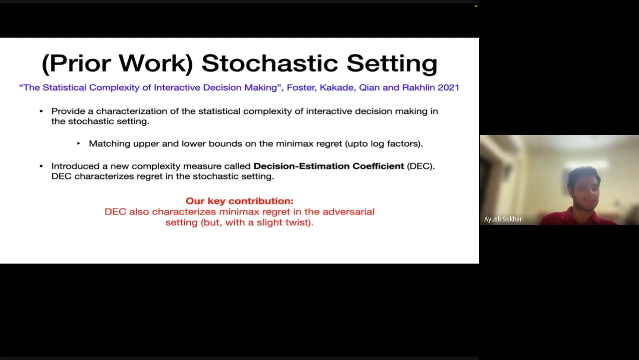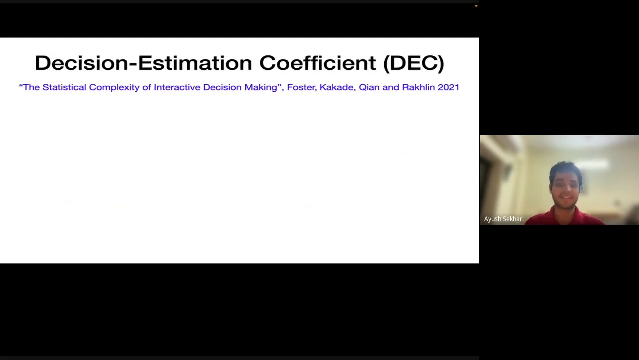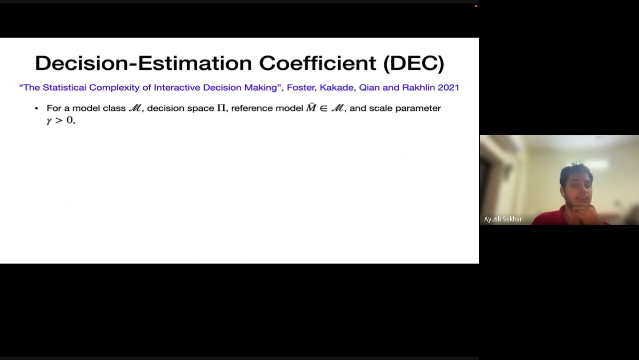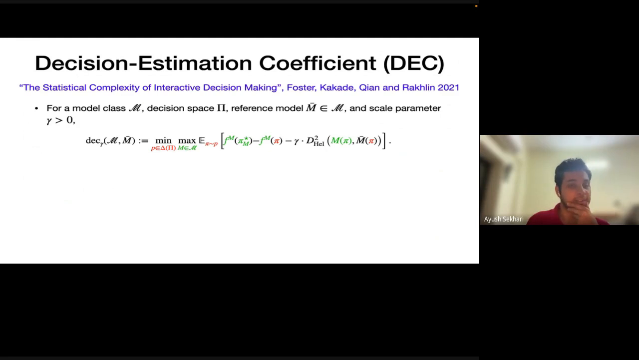Our primary contribution in this work is to show that the decision estimation coefficient also characterizes the min-max regret in the adversarial setting, but with a slight twist, which will become clear as I go through the main results. Now, let me delve a bit into what this quantity, the decision estimation coefficient, is. It was introduced in this prior work and is defined as follows. For a model class M, decision space Pi, some reference model M bar in this class M, and some scale parameter gamma greater than 0, the decision estimation coefficient is defined as follows.